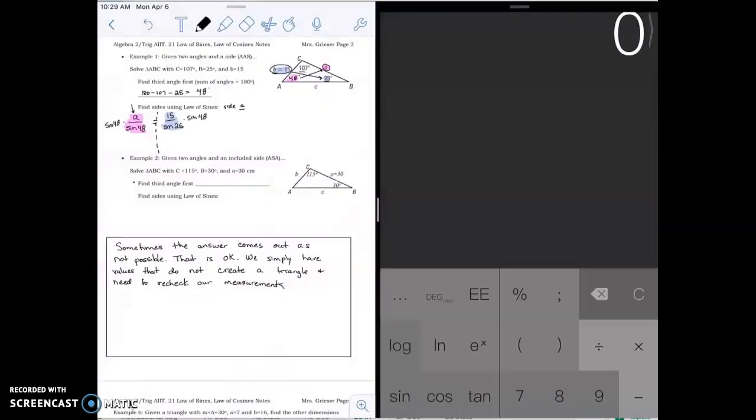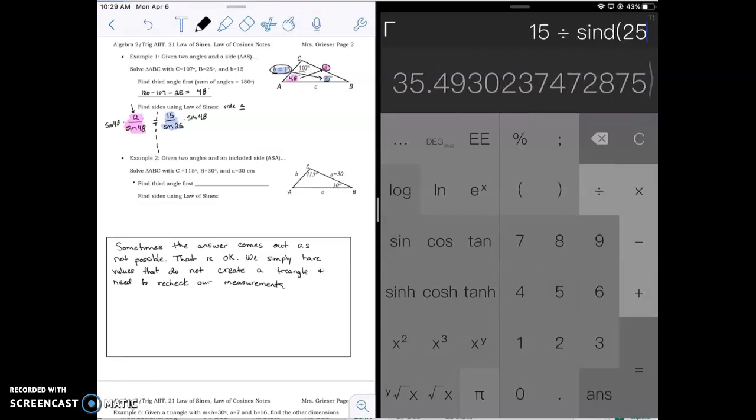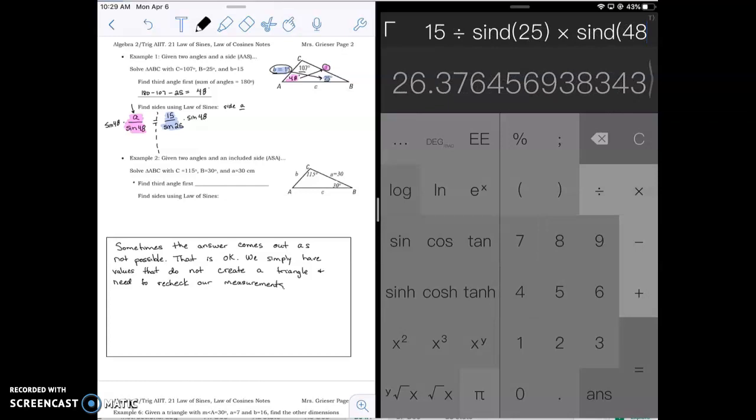Again, we want to all be using the same calculator. Make sure you're in degree mode. Make sure it's sine, cosine, and tangent. So we would type in 15 divided by the sine of 25. Now you have to close your parenthesis. And then because this is multiply, I'm going to multiply the sine of 48. So the length of side A, this is a length, it's little a, is 26.376. So little a equals 26.376. That's pretty straightforward, huh?